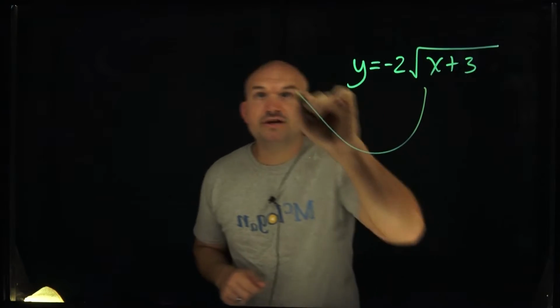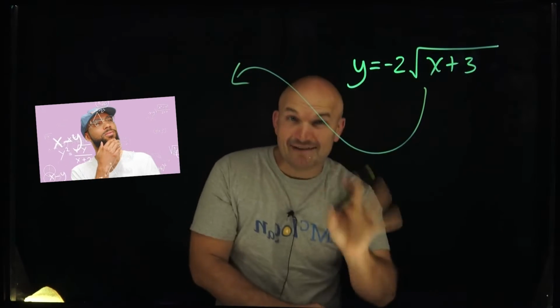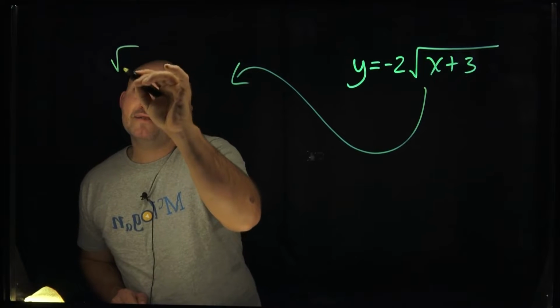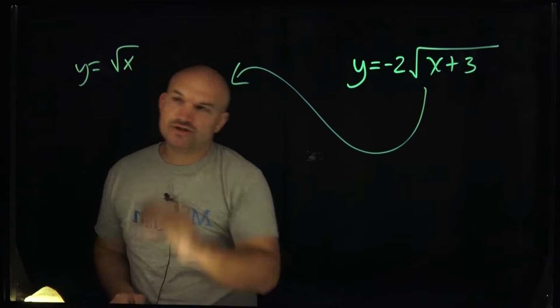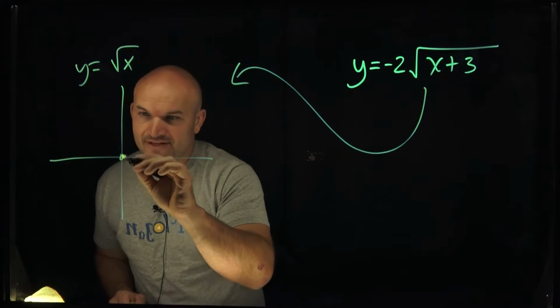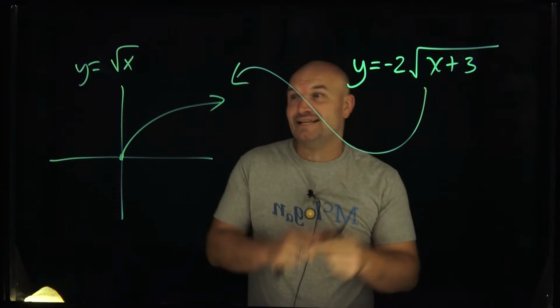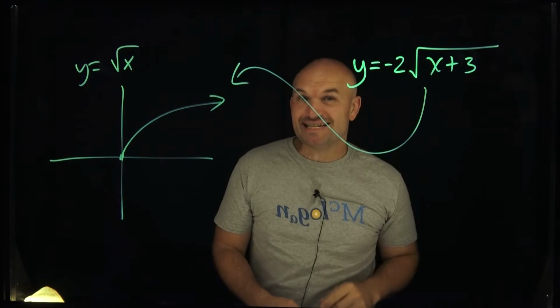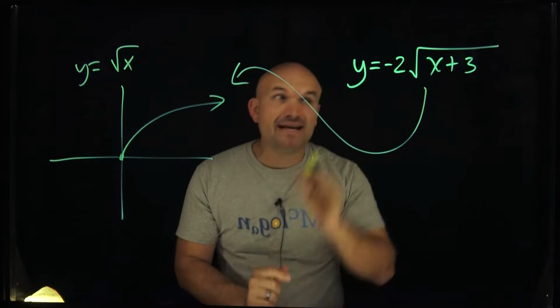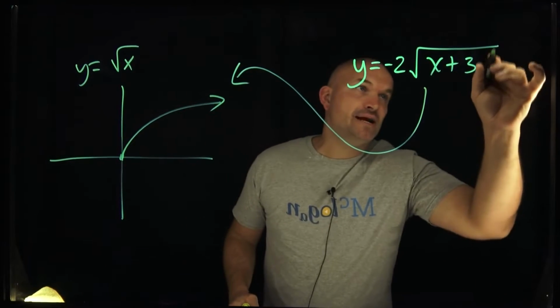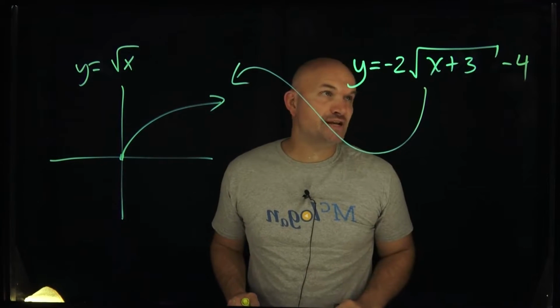The first thing that I want you to understand when you're dealing with a problem like this and you have transformations is to understand the parent function, y equals the square root of x. That graph is going to look something like this. So what we need to understand is what exactly are my transformations that are now being applied to this graph, so therefore I can graph it as well as identify the domain and the range. And I'm actually going to add an extra transformation here, -4.